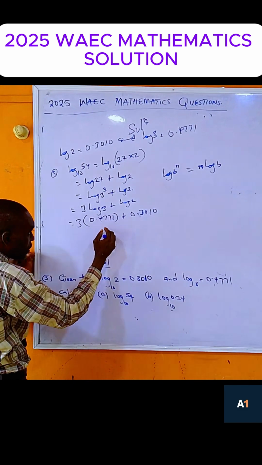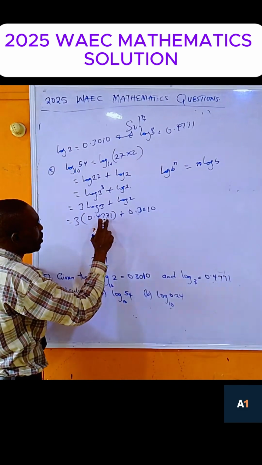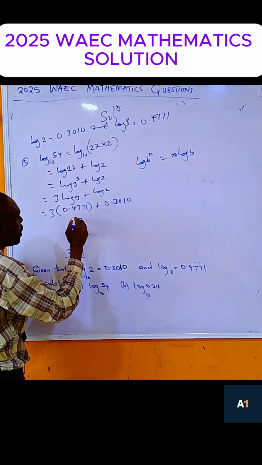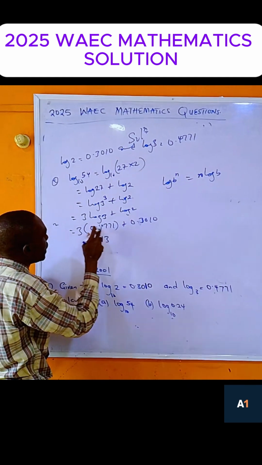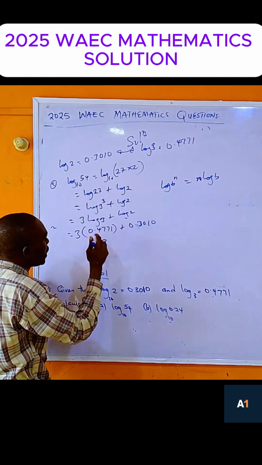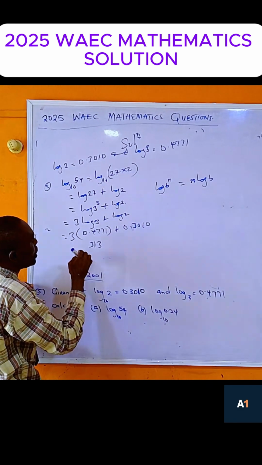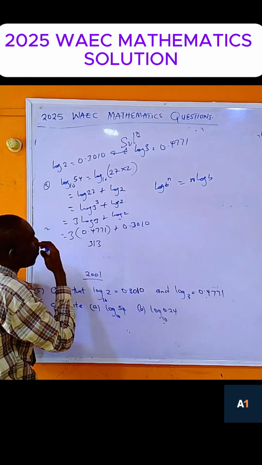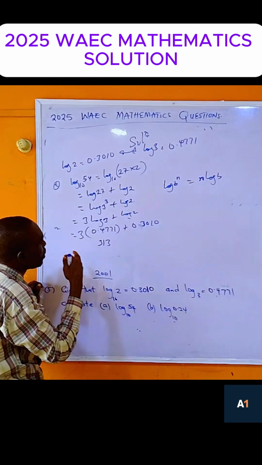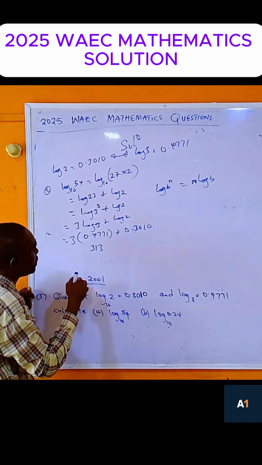Now what you do? 3 times 1 we have 3. 3 times 7 will give us 21. We have 1, remainder 2. 3 times 7 will give us 21 plus 2. We have 23. We have 3, remainder 2. Then 3 times 4 will give us 12. Then 12 plus 2 is 14.